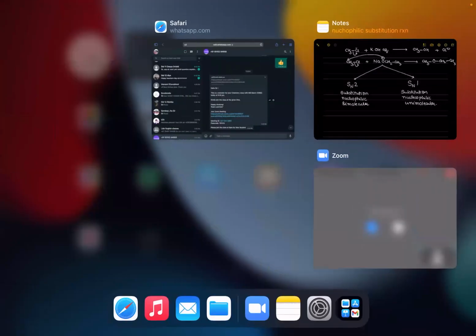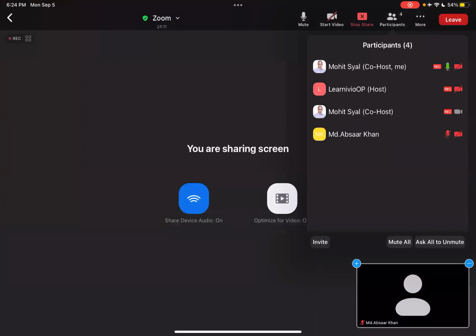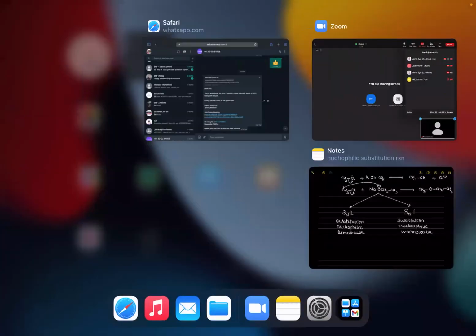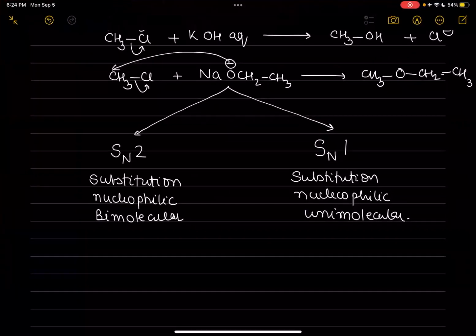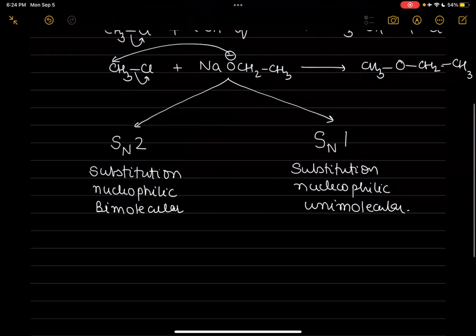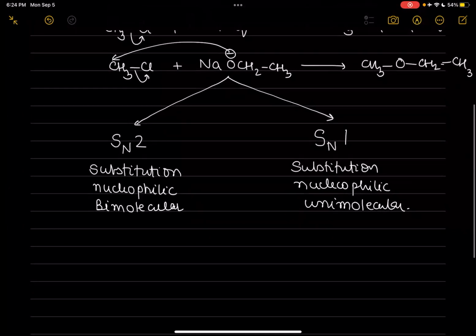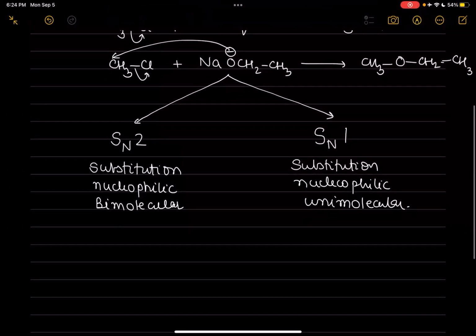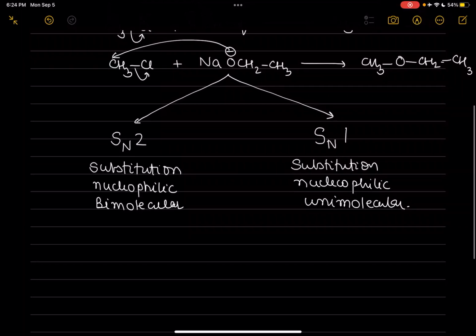Okay, so these are the two mechanisms, and observe what's the difference between these two, SN2 and SN1. What's the difference? How are they different from each other? So SN2, the name is helping us to know what is the meaning of SN2. Yes, tell me.